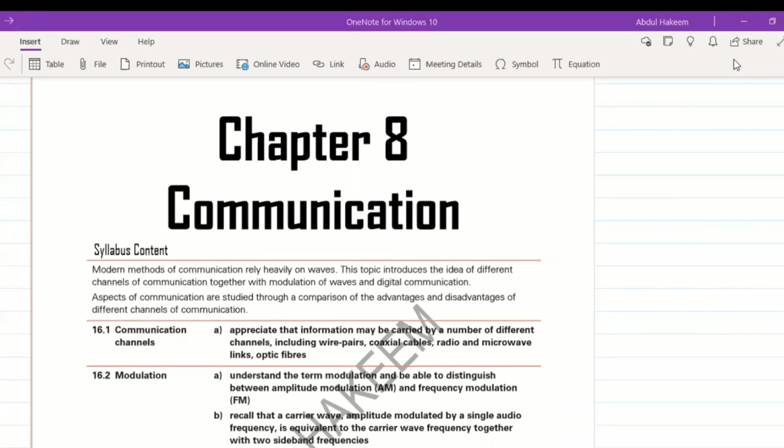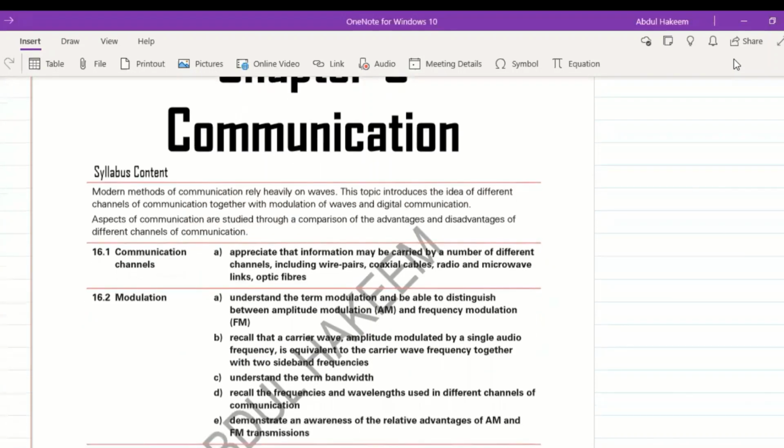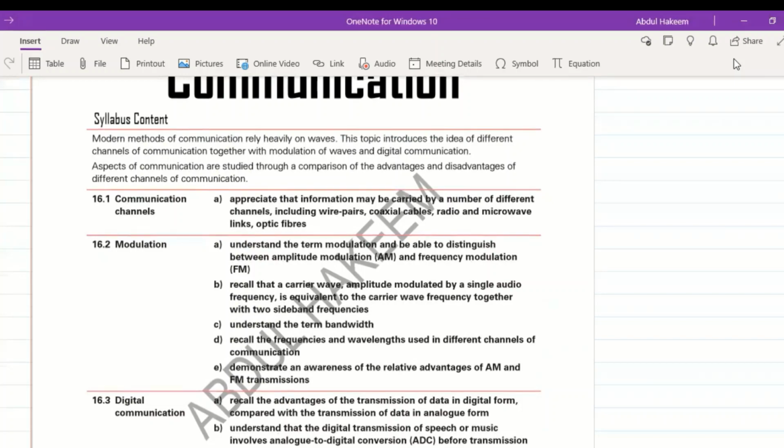Okay, this is an important chapter for the October-November exam. So this is not included in the 2022 syllabus.